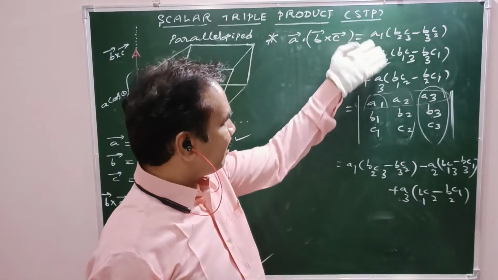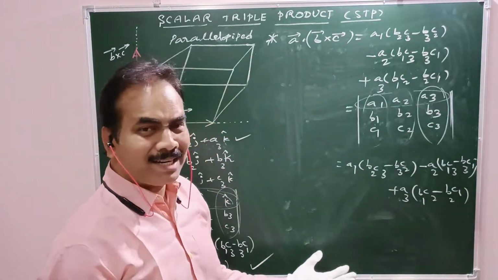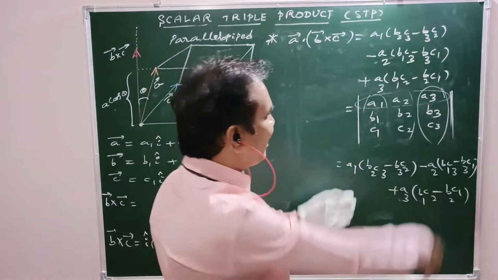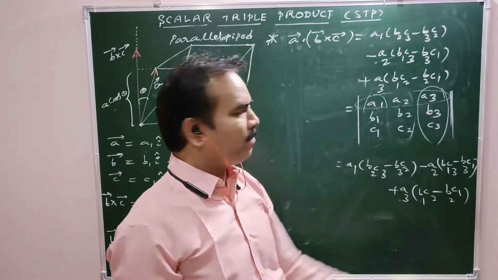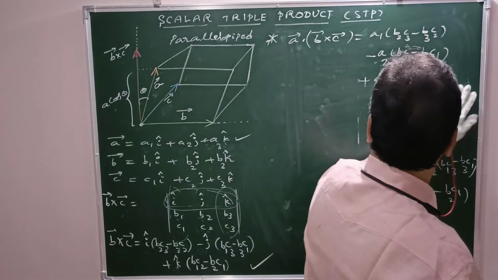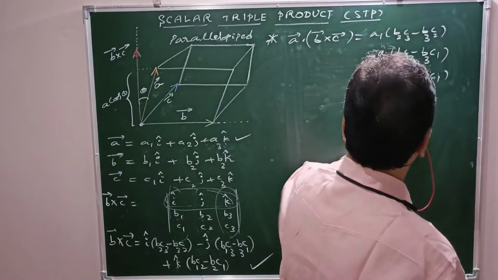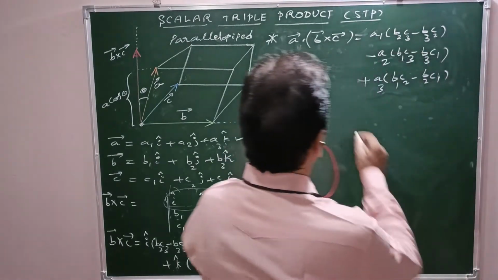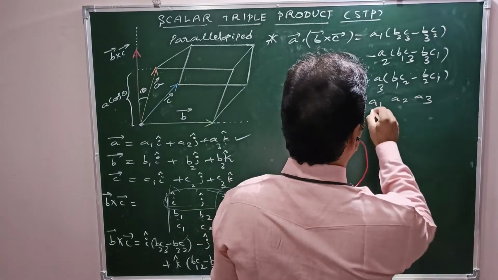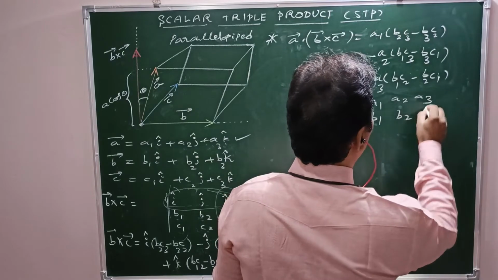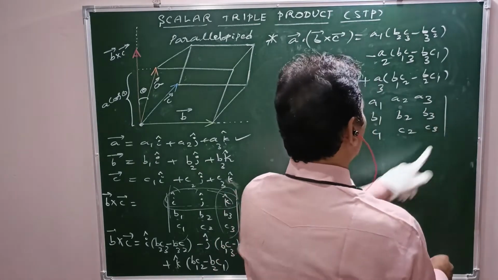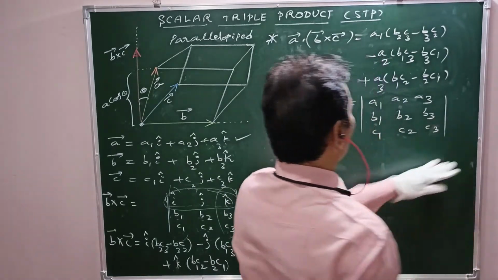See, exactly this one and this one, both are one and the same. That is the reason why this can be written as determinant of A1, A2, A3, B1, B2, B3, C1, C2, C3. Okay. That is equal to determinant of A1, A2, A3, B1, B2, B3, C1, C2, C3. Am I right?